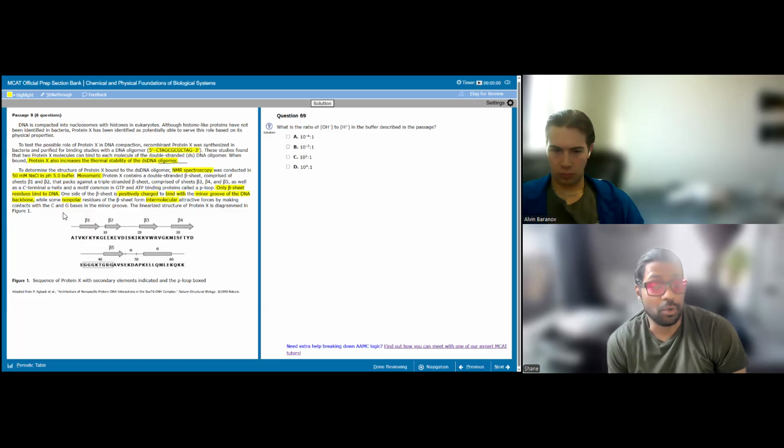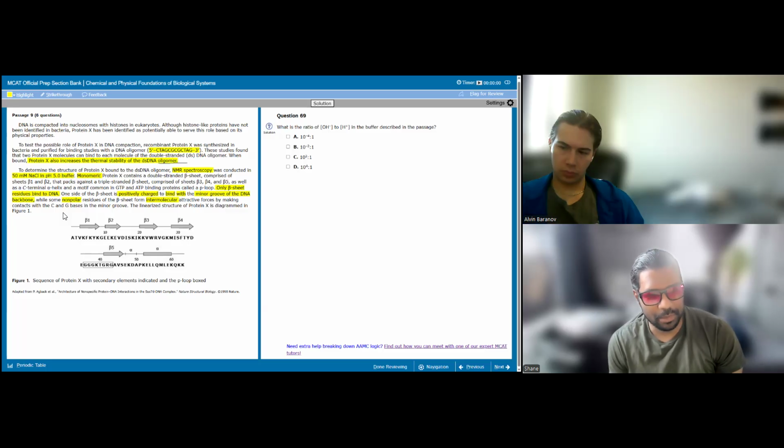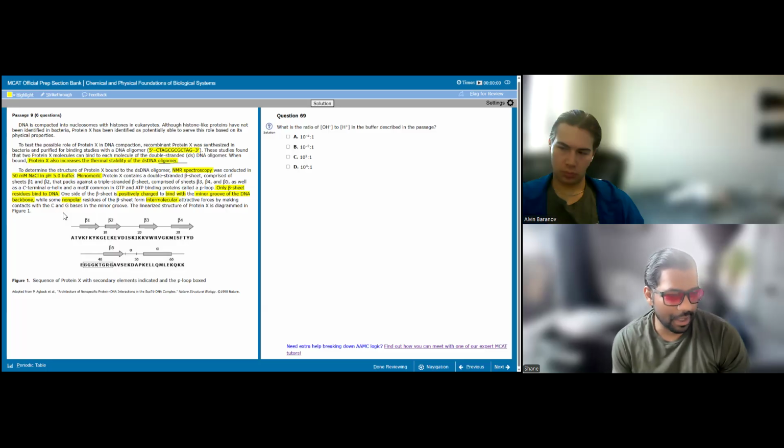But when they're saying the nonpolar residues can have intermolecular attractive forces by making contact with the C and G bases, a nonpolar molecule shouldn't really be able to have intermolecular forces with C and G. I mean, of course, there's van der Waals and all of that, right? And hydrophobic interactions, perhaps, but I don't know. Aside from the backbone, I don't know how it would bind to C and G, but whatever.